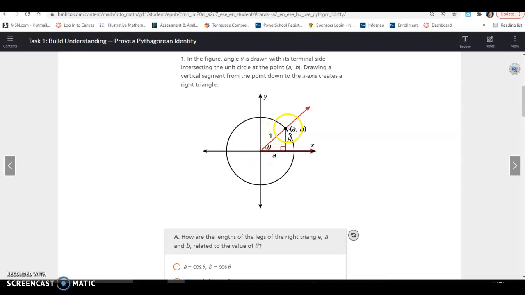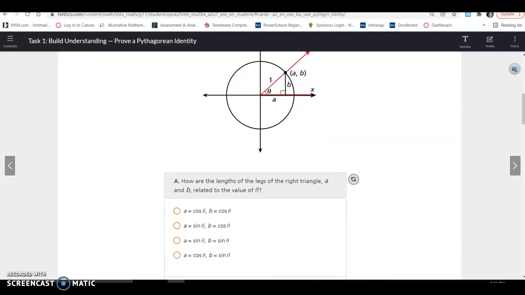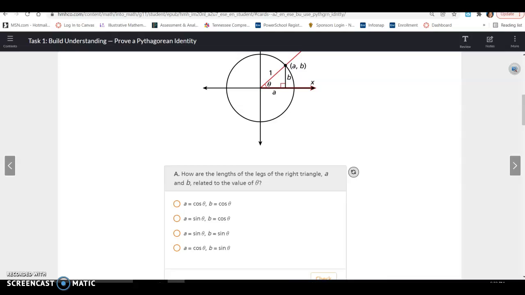This point on the circle is (A, B). If you were graphing this on graph paper, you would go over and up to determine what this point (A, B) actually is. How are the lengths of the legs of the right triangle, A and B, related to the value of theta? Remember A is your cosine and B is your sine. So A is the cosine of theta, B is the sine of theta.